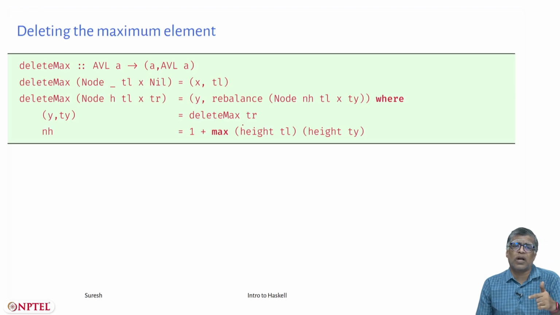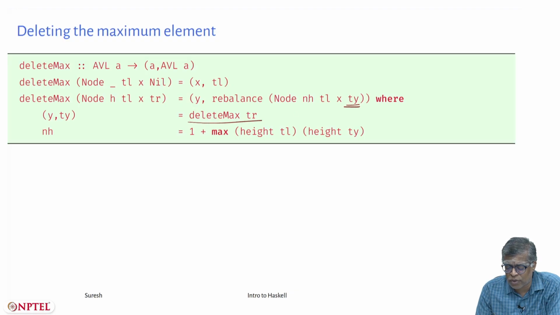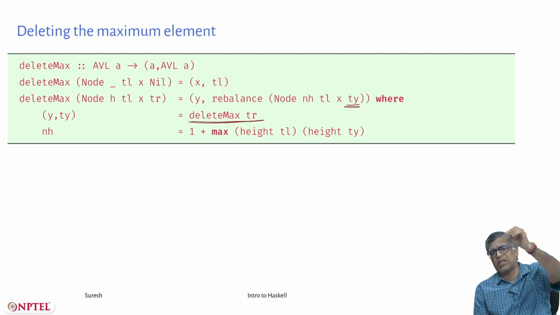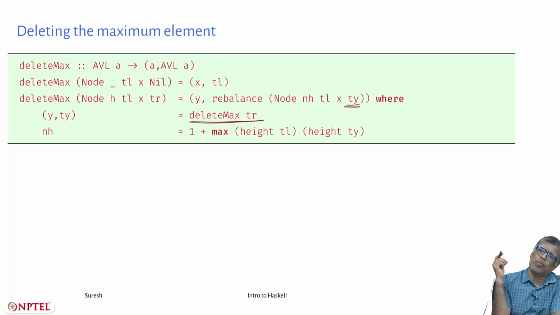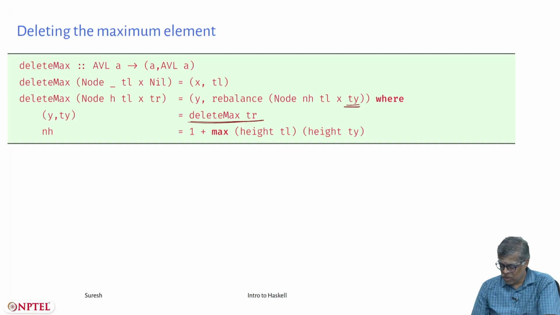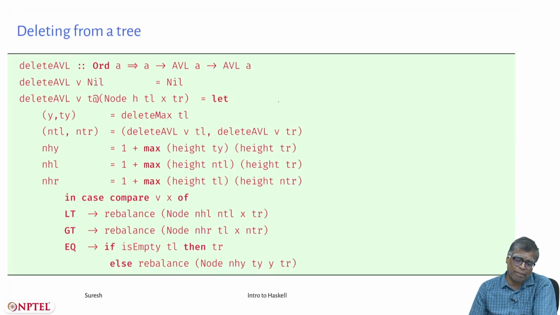And similarly, TY is a result of the recursive call to delete max. So at that point you would have done a rebalance, but in any case the rebalance will only happen along nodes of a path that this procedure visits, and that is proportional to the height of the tree, which is bounded by some constant times log n. Okay, so this is done.